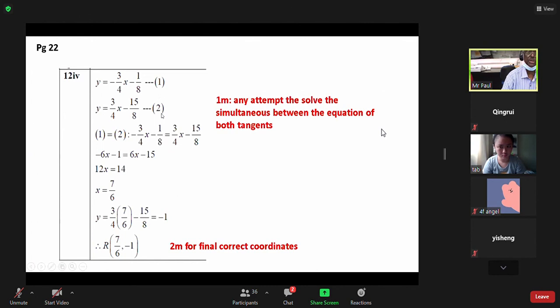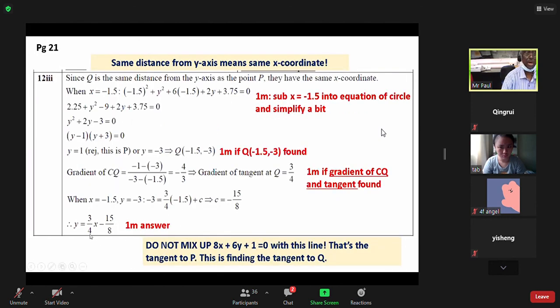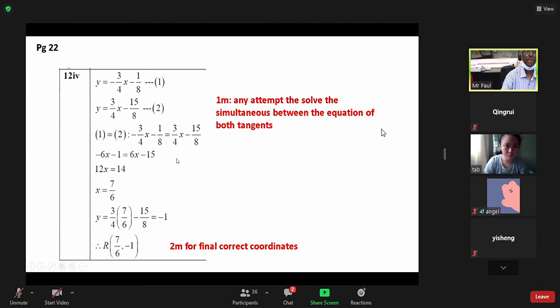This is the equation of the tangent you just found at Q. Okay, I'll go back to show you. This is this one: y equals -3/4 x minus 5/8. That is the equation of the tangent at Q. Then you equate. Okay, finally we come to the end.